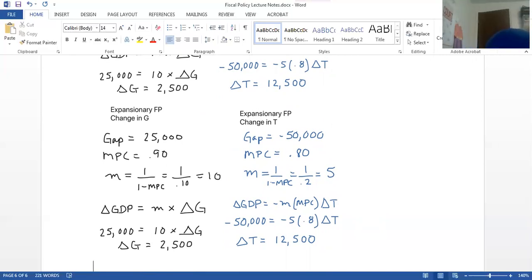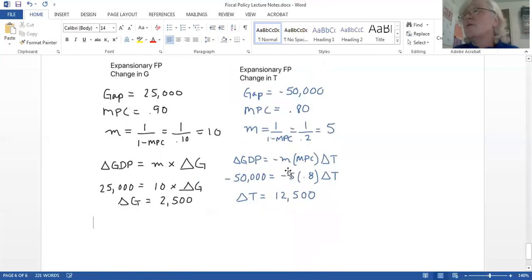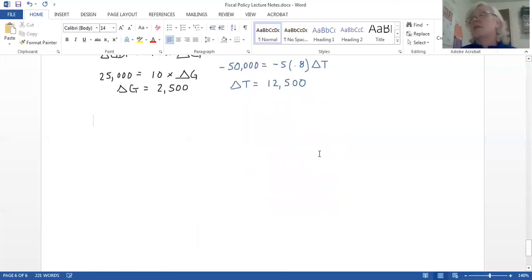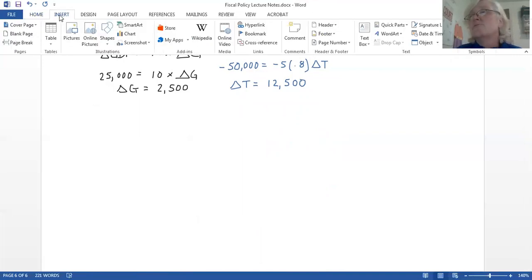And so, when I go into here, it's the same example. There was another example where I solved for, in this case, I knew the amount of the change in G, and I solved for the change in GDP that would result from that. So now, since these two are the same, I'm going to get rid of this one, backspace, okay? I'm going to insert, see if I can do this. Pictures.